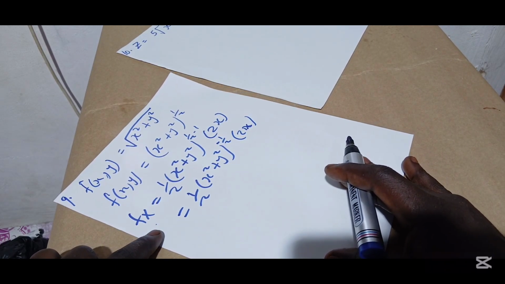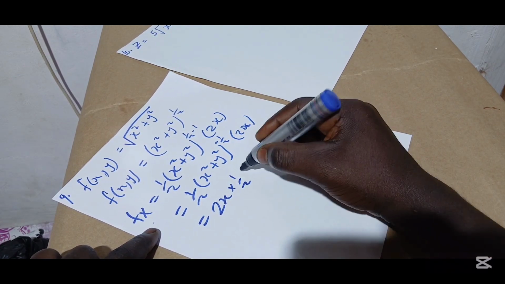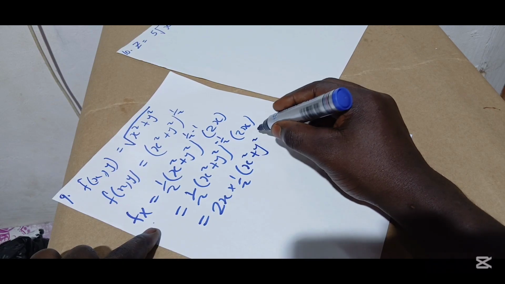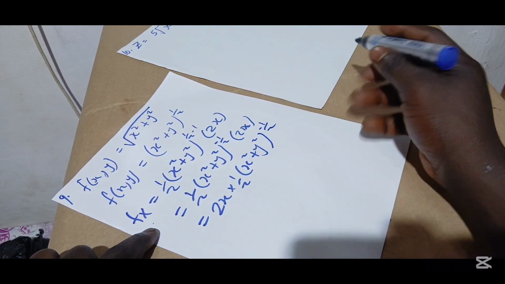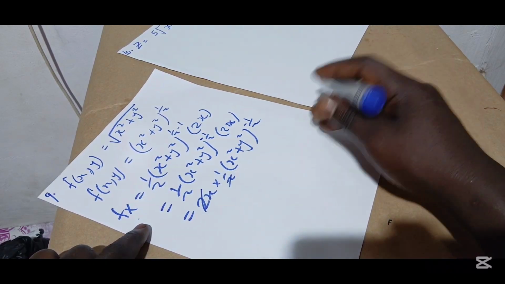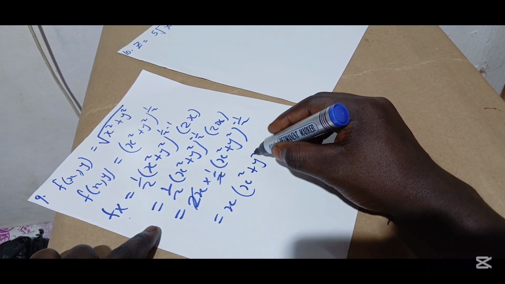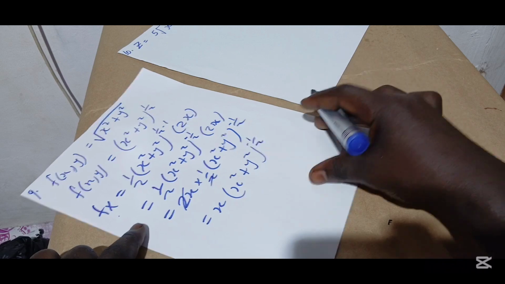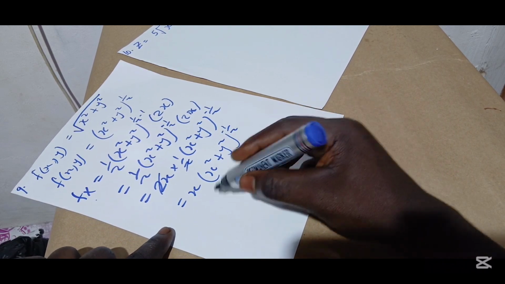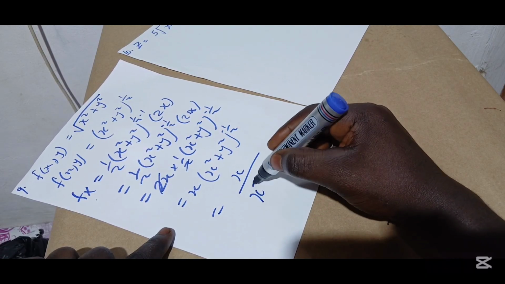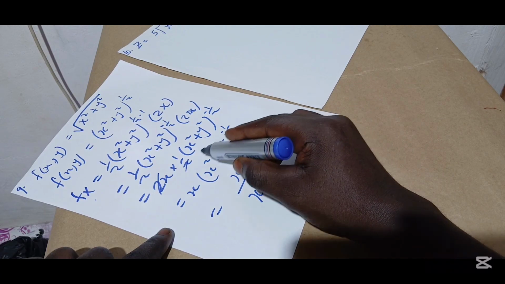Looking at this, let's rearrange before that. Let me bring 2x here, multiplying half, times (x squared plus y squared) all to the power minus half. We see that the half and the 2 take care of each other. So remaining is x multiplied by (x squared plus y squared) to the power minus half. This is our final answer, but you can go ahead and simplify this further. This will give us x all over (x squared plus y squared) to the power half.